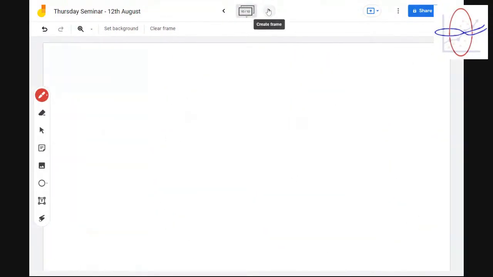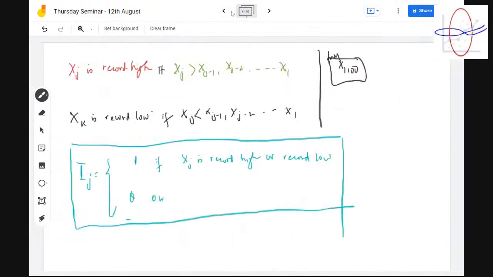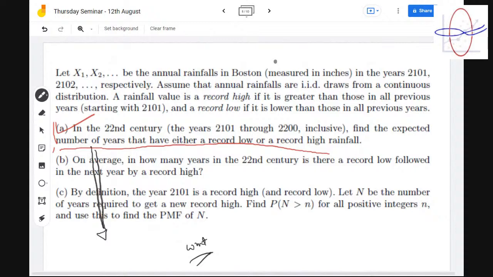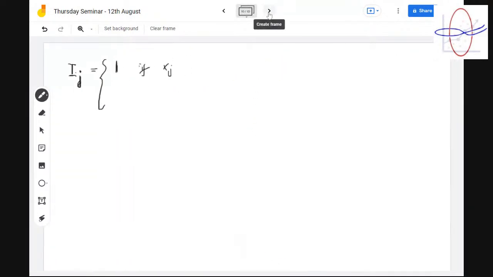So here also we will use the same indicator random variable. The indicator I of j is 1, we count it, when xj is a record low and xj plus 1 is a record high. Zero otherwise. So this is the problem. Did you understand what we are counting? We are counting those cases where xj is a record low and xj plus 1 is a record high. That's what it's counting, right? And that's why we have made this random variable.